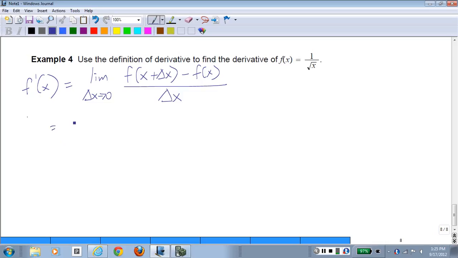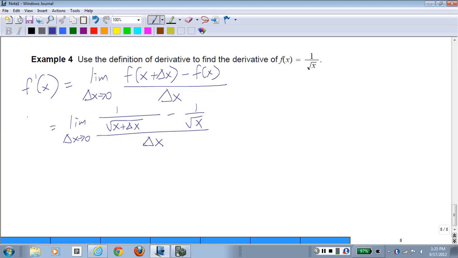So this equals the limit as delta x approaches 0 of, well, here goes, 1 over the square root of x plus delta x minus 1 over the square root of x all over delta x. Now immediately we have a complex fraction. We have fractions in the numerator, no fractions in the denominator, but that's enough to make it a complex fraction. I would like to write this rather than the difference of these fractions over delta x.